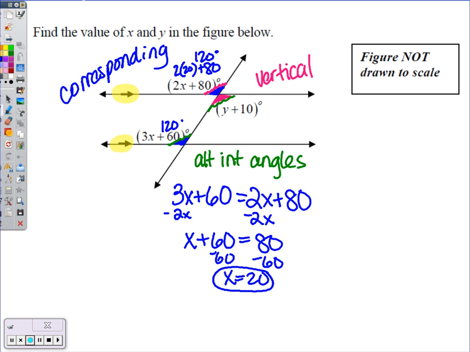So your final step is to now figure out what y is. Well, y plus 10 is also equal to that 120 degrees. So minus 10, minus 10, y is equal to 110.